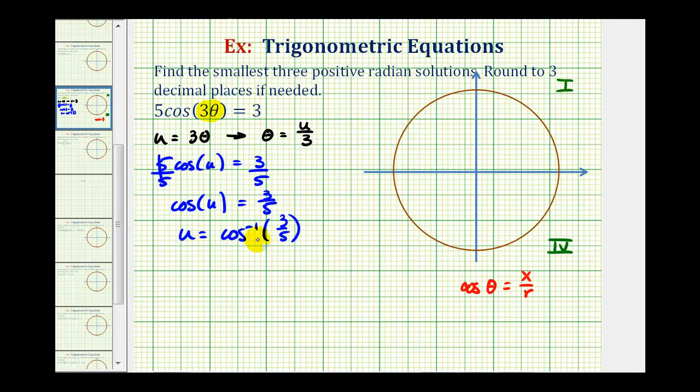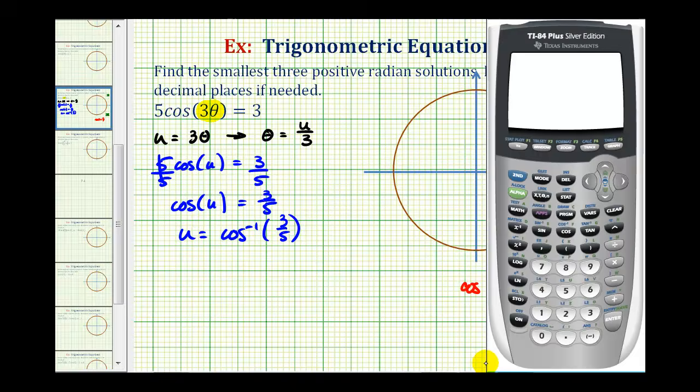This is what we'll type into the calculator to help us find one of the solutions in terms of u. Let's make sure that we are in radian mode. So I'll press the mode key. Notice how radian is highlighted. So we'll go back to the home screen and we'll press second cosine for inverse cosine 3/5.